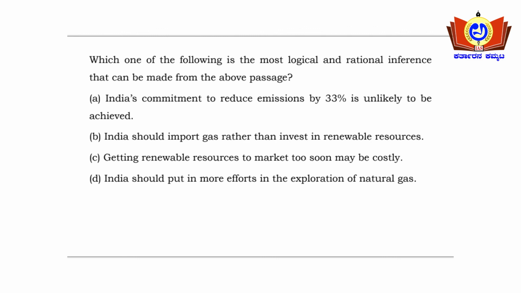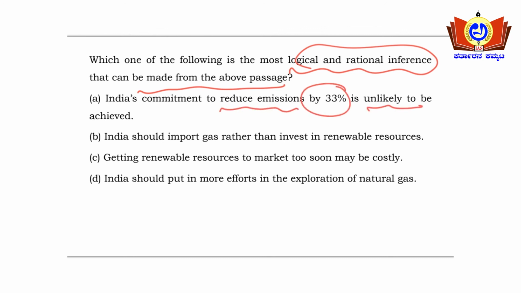Which one of the following is the most logical and rational inference that can be made from the above passage? Okay, it's a most logical and rational inference. Option A: India's commitment to reduce emission by 33% is unlikely to be achieved. No, this is the wrong assumption, because India has committed to reduce emission by 33%, and to achieve that it has been investing in renewable energy as well as the gas-based economy. So first statement is wrong here.